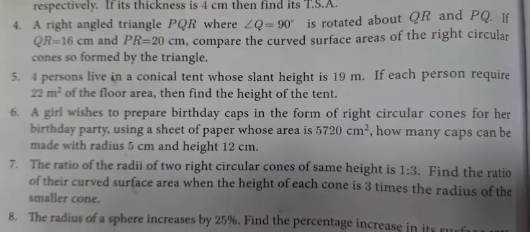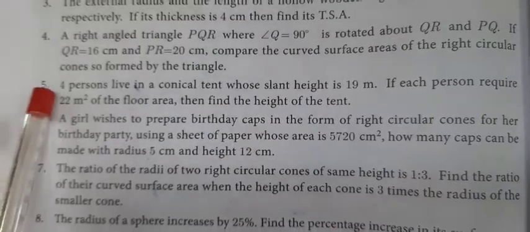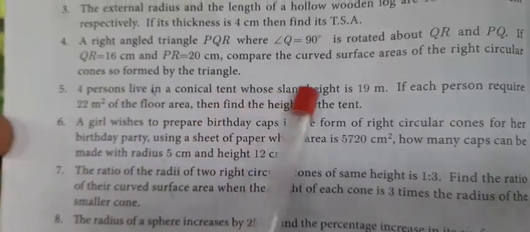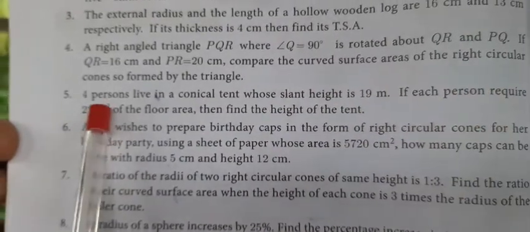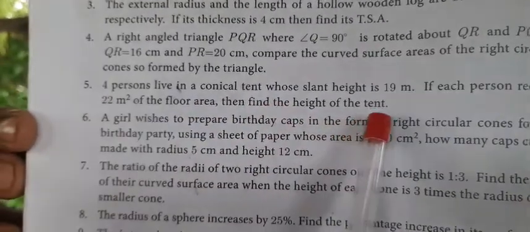Listen, exercise 7.1, sum number 5. 4 persons live in a conical tent whose slant height is 19 meters. Each person requires 22 meters square of the floor area. Find the height of the tent.